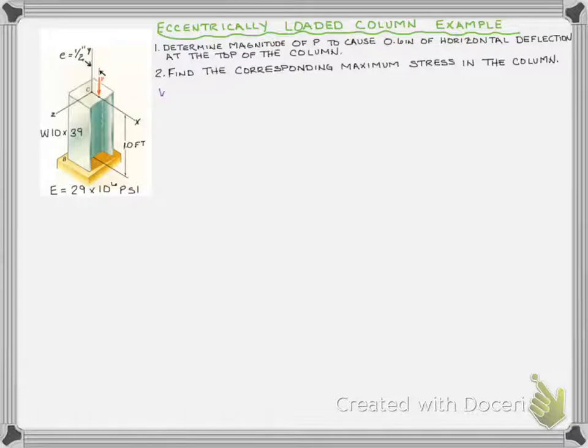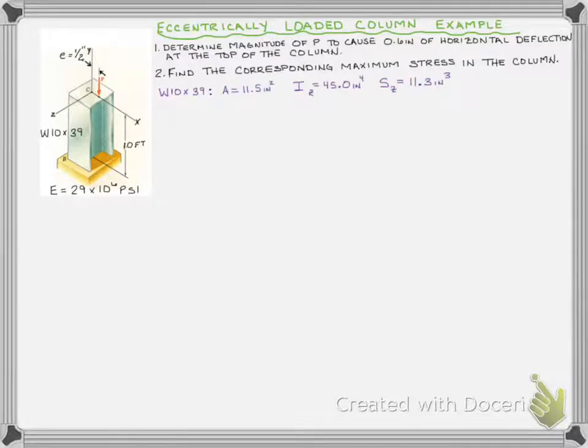Because of that, we know that there'll be a moment about the z-axis, so we're concerned with both the I value and the S value around z, not I sub x. It's weak axis bending. And so what the question wants us to do is to determine the magnitude of P that we can apply if there is a 0.6 inch horizontal deflection at the top of the column. So what P would cause 0.6 inches of lateral movement, and then the maximum corresponding stress to go with that.